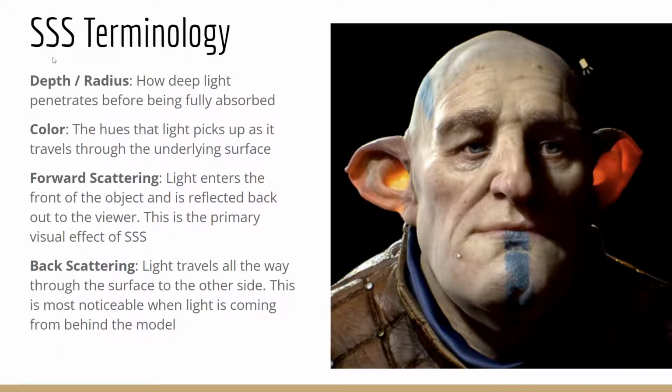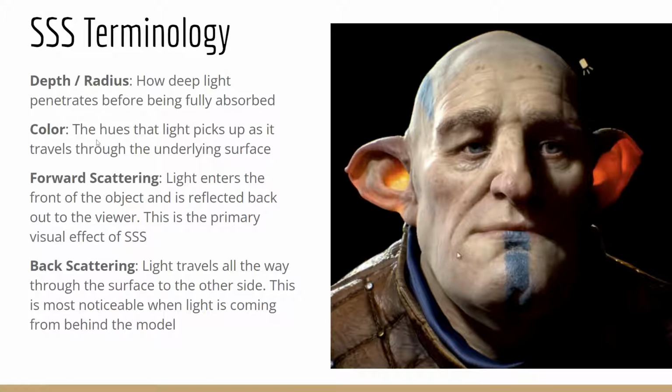Some terminology you'll notice with subsurface scattering is the depth or the radius. This is how deep light is allowed to penetrate before being fully absorbed. Something like stone would have a very shallow or low depth or radius, and something like skin or wax is going to have a much higher depth or radius. That's how deep the light penetrates before it is fully absorbed or reflects back out.